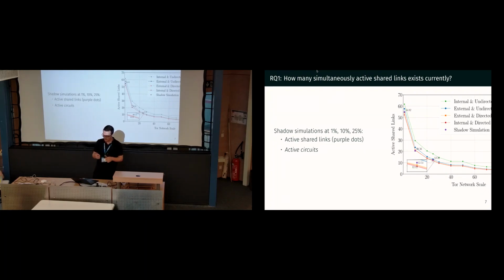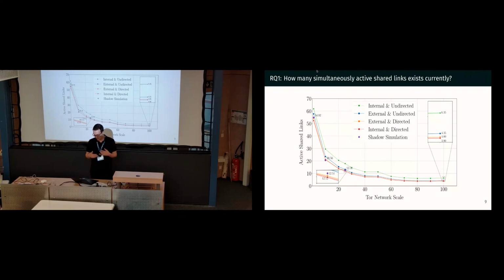And these active circuits grow linearly with the Tor network scale, so we can also reach 100%. To do that, we built our own simulator that we verified for correctness, not only with Shadow, but also with the Tor path selection algorithm. We used these active circuits as input as well as the consensus documents. And then we can simulate how many shared links there are for different Tor network scales.